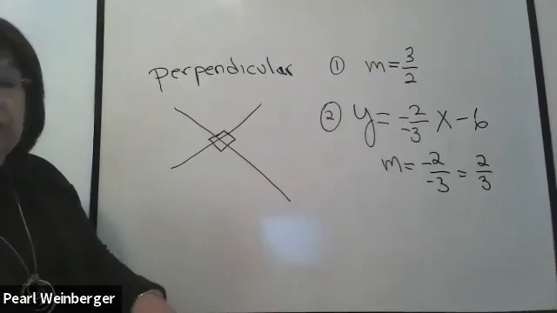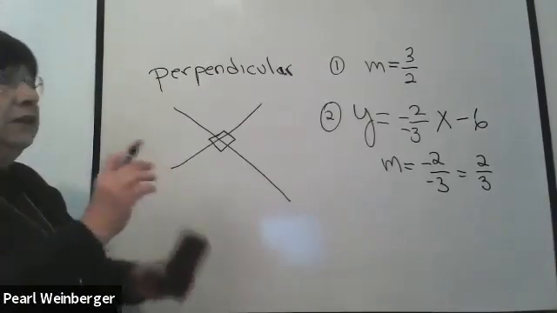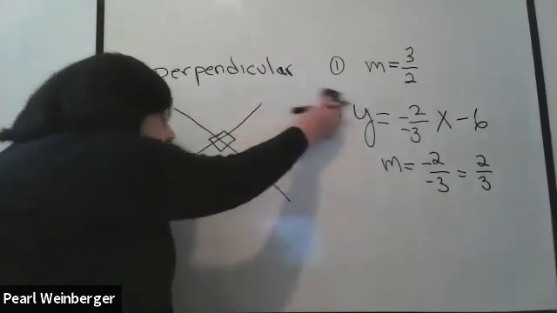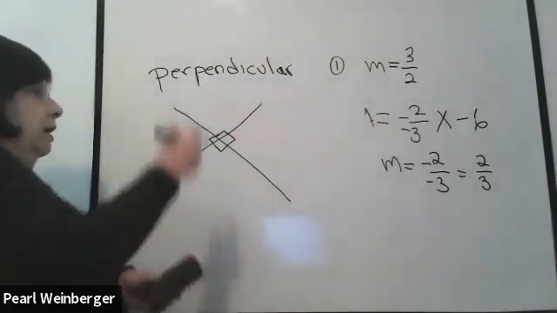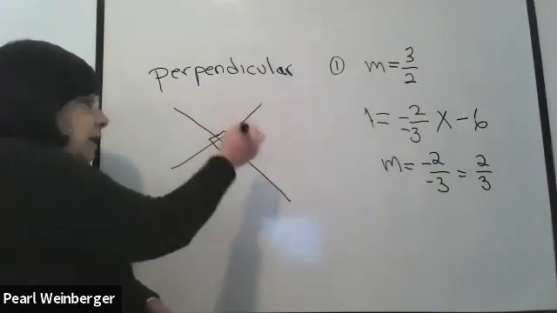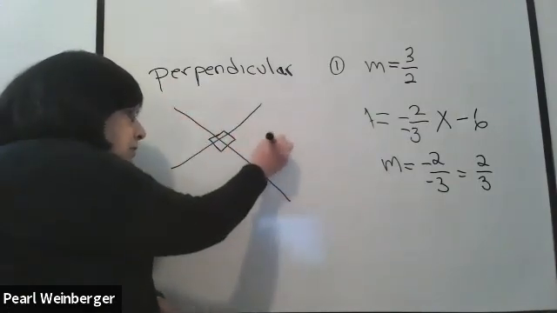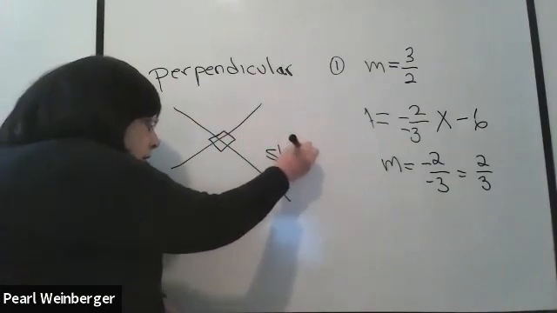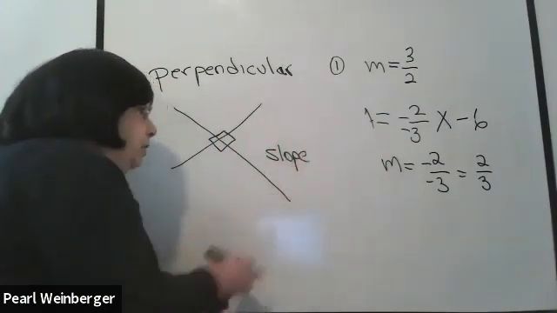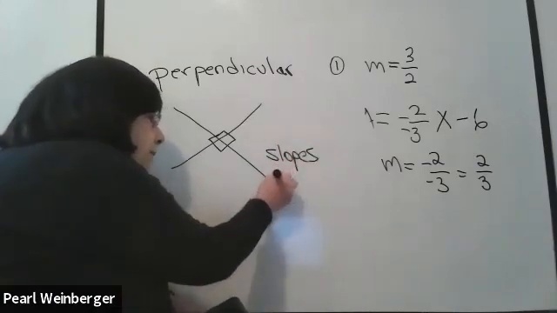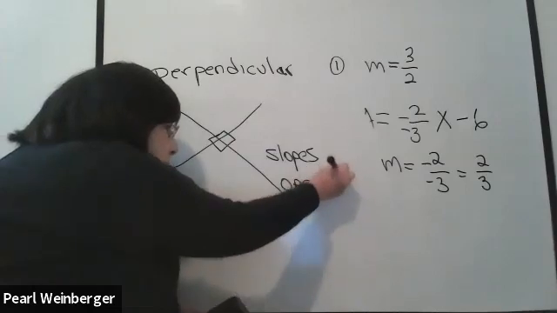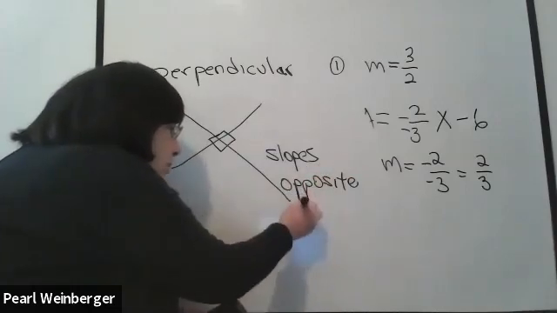And it's interesting. You can tell if two lines are perpendicular from their slopes as well. The lines will be perpendicular if their slopes are what we call opposite reciprocals.